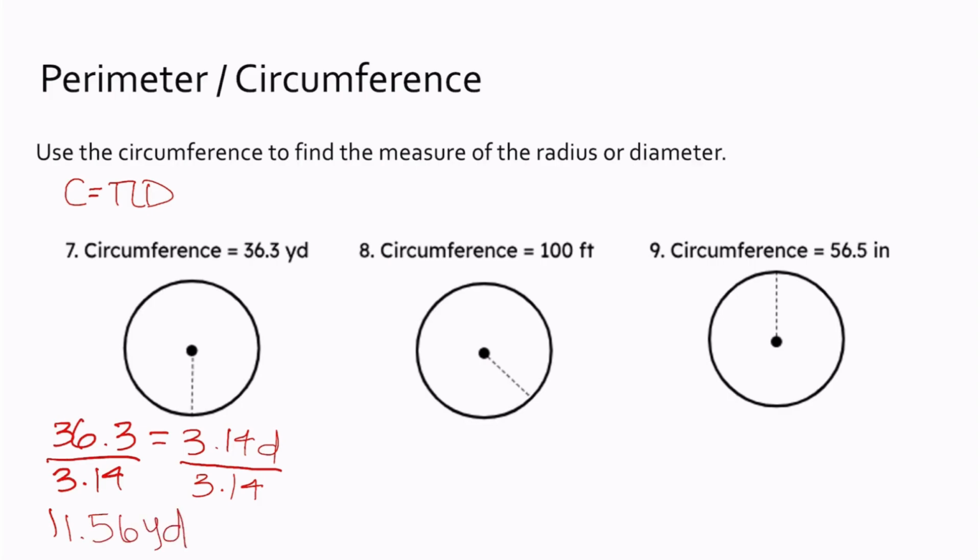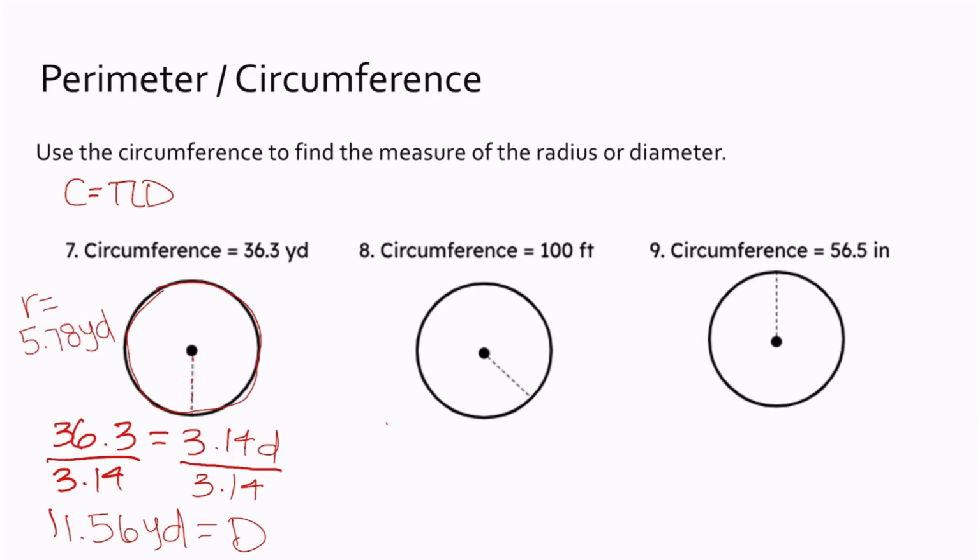And I get 11.56 yards equals our diameter. Now, this is a much longer decimal answer. It's actually 11.56050955, but I'm rounding to 2 decimal places because, again, that is close enough for our purposes. So I know that the diameter is 11.56 yards, but in this picture here, the dotted line is showing me the radius. So in order to find the radius, I need to take this answer, 11.56, and divide it by 2 so that I get the radius equals 5.78 yards.